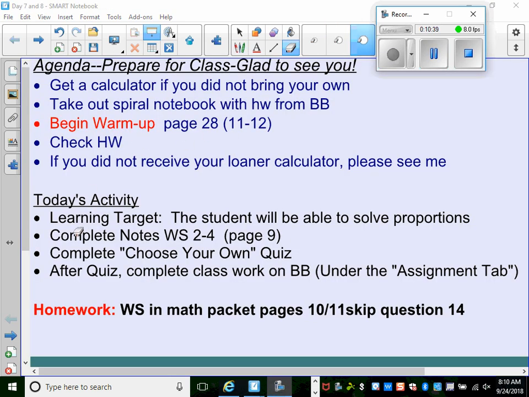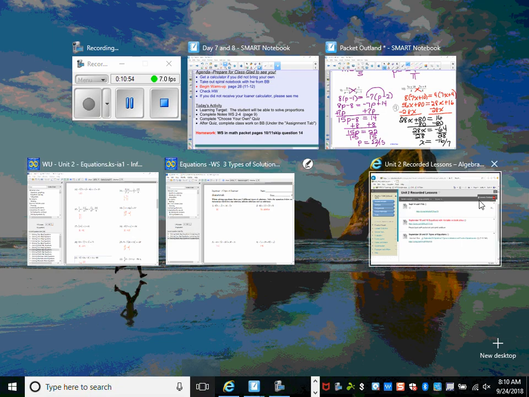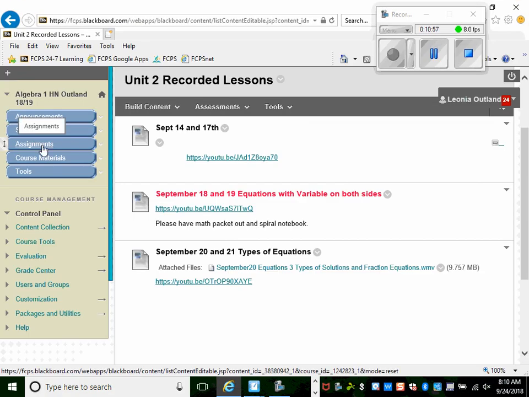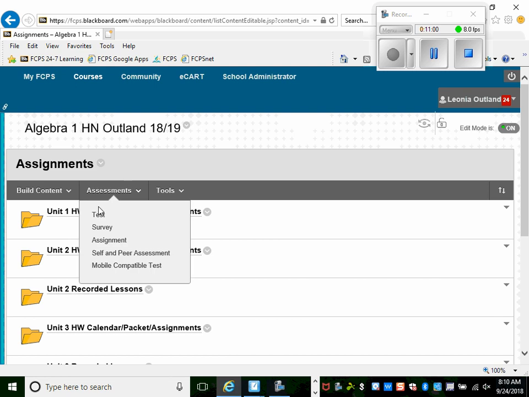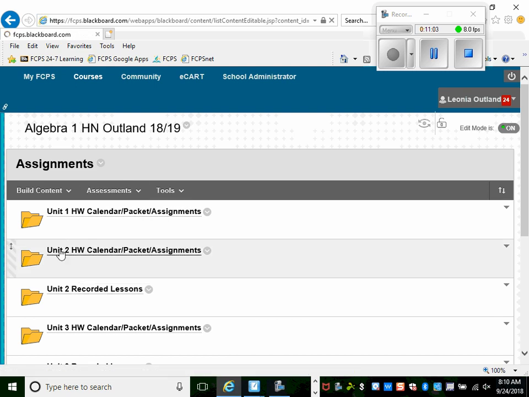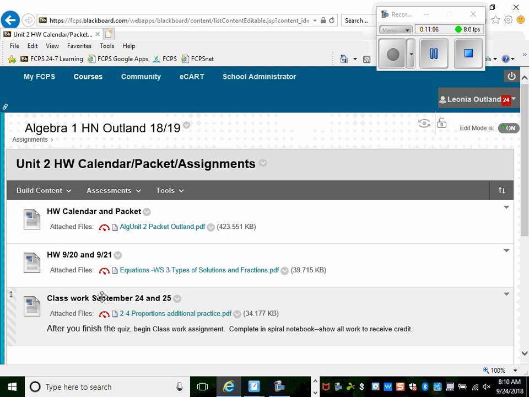All right, so let's take a look at the agenda. We just completed page 9. You're going to do the choose your own quiz. And then after the quiz, you're going to complete a classwork assignment on Blackboard. I like to model that. So you go to Blackboard, and you're just going to go to assignments. This is the Unit 2 calendar packet and assignments, and it's up here, classwork September 24 and 25. After you finish the quiz, begin classwork assignment, complete in spiral notebook, show all work to receive credit. So it's just 10 additional questions like we just practiced together.